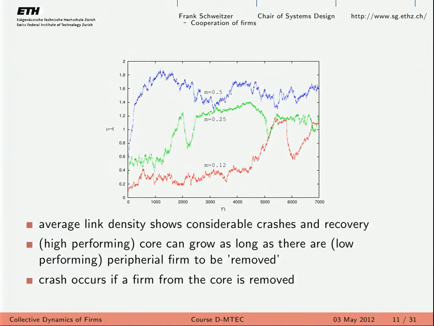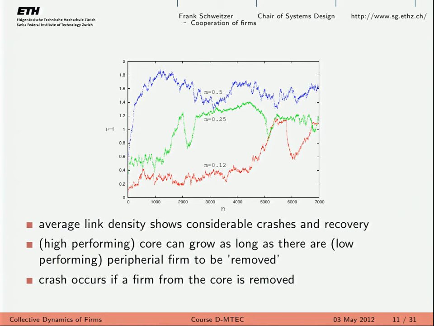At a certain time it crashes, because the firm in the core is selected and then the core breaks down. What's on the y-axis? I suppose on the x-axis first is time. Right, that's a good question. We have two different times here in this model.